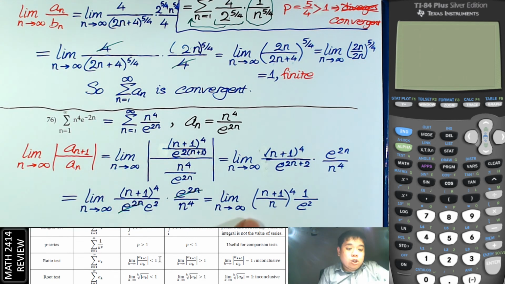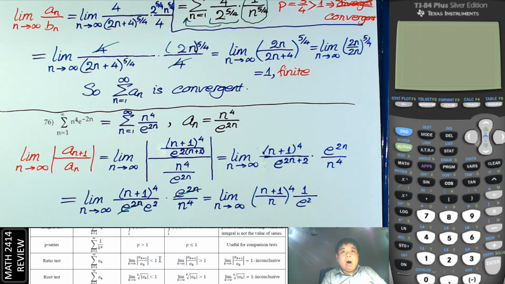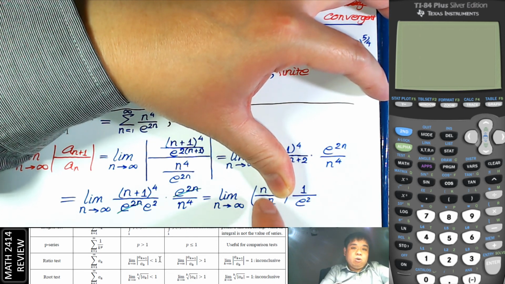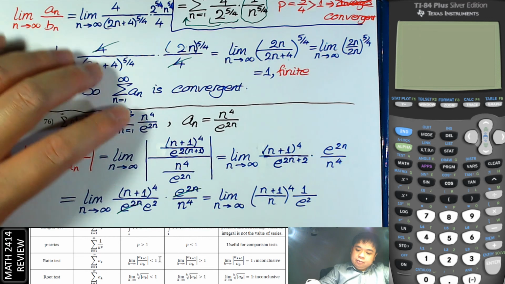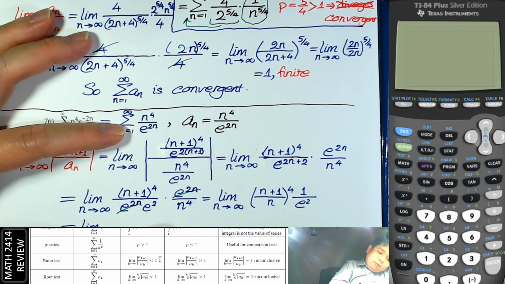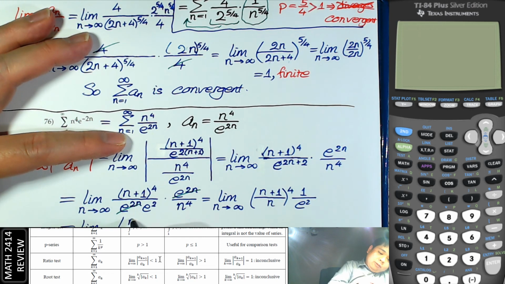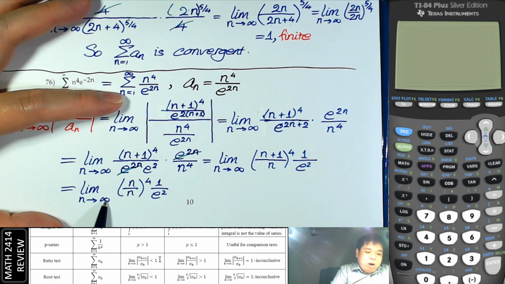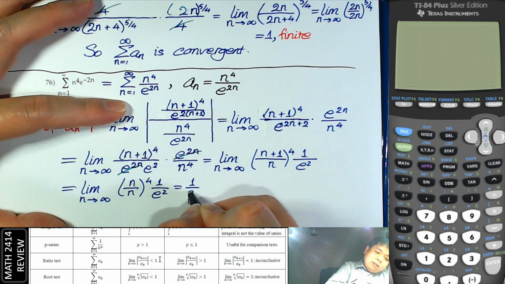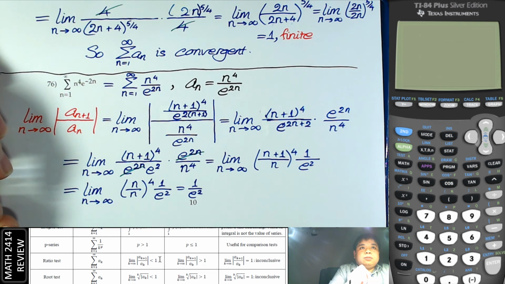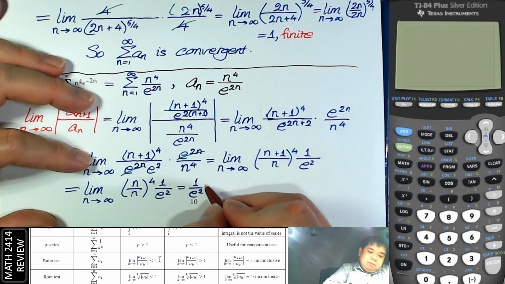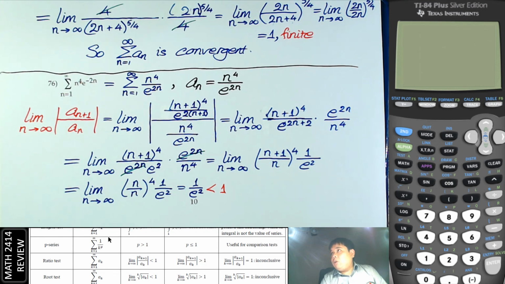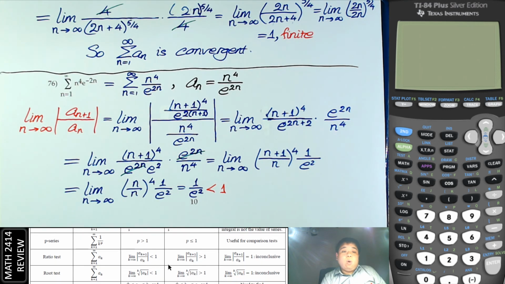Now, as n goes to infinity, n plus 1 over n goes to 1, right? Once again, n goes to infinity, the 1 doesn't, so we keep the n over n, which is 1. So this is 1, and we just have 1 over e squared. e squared is bigger than 1 for sure, so this is less than 1. So what does it say about the ratio test? The ratio is less than 1, so it is convergent.